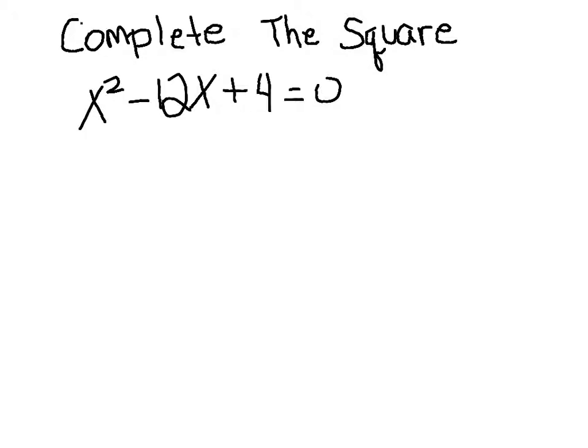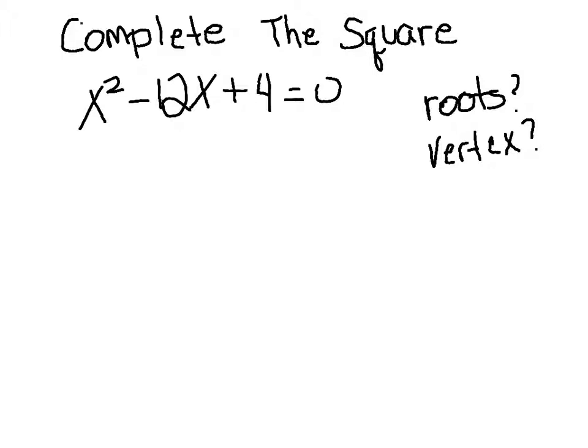I'd like to know the roots or the solutions to this. And I'd also like to know the vertex. And I know I could find the vertex by doing the negative b over 2a. But I can also do it by taking this and going into vertex form.